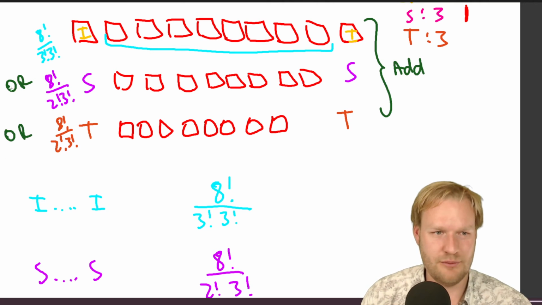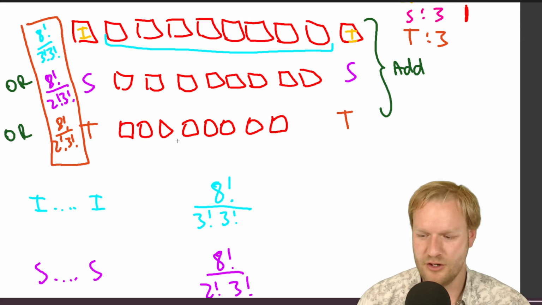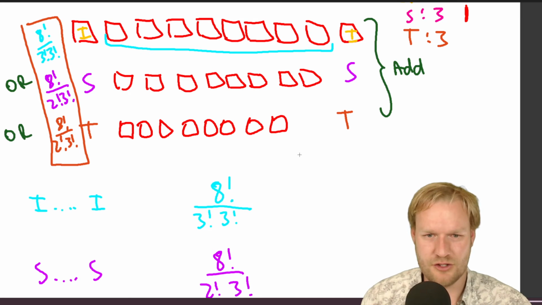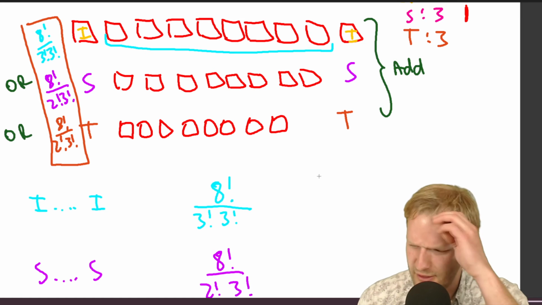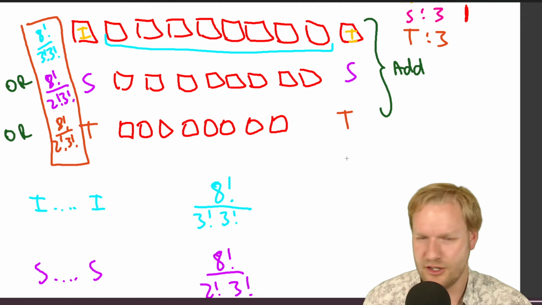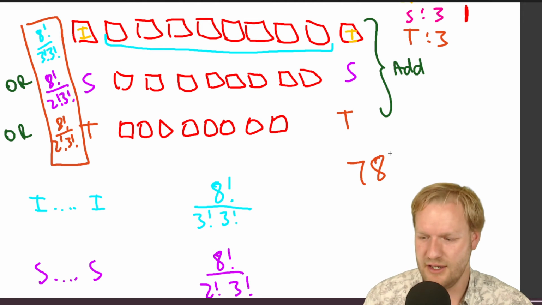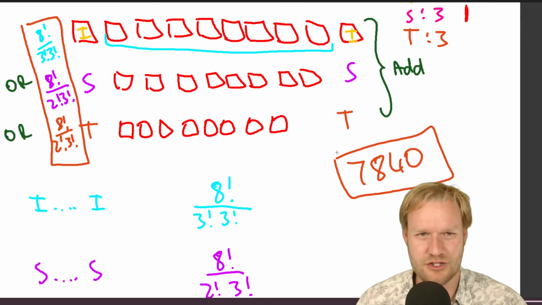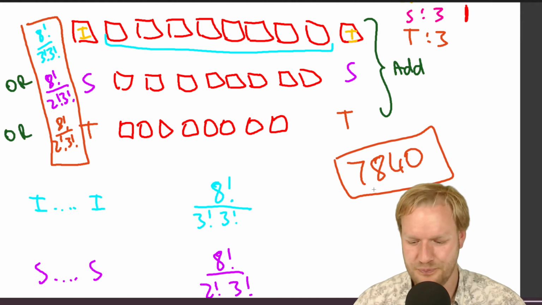So if we add up all of these options here, that's the total number of ways we could have the first and last letter repeating. If we add all those up together, I don't know if I wrote down what I got. I think I got 7,840. So that's how many different combinations could start and end with the same letter.